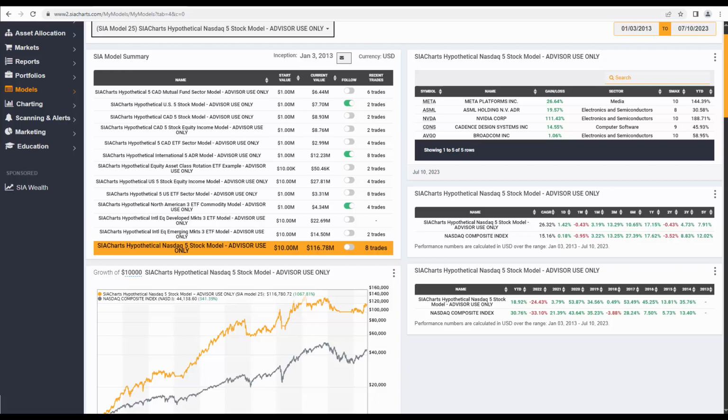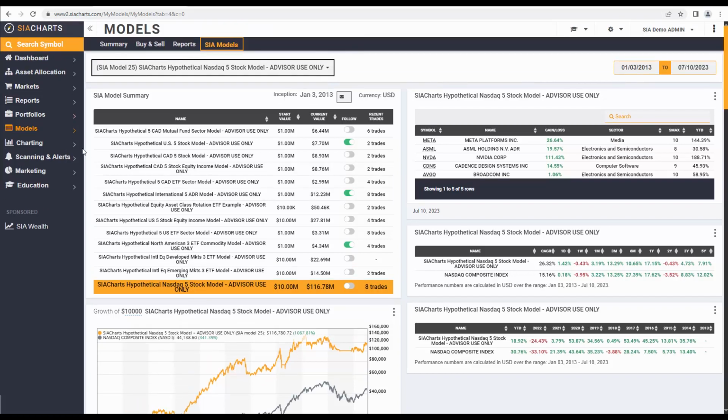Today we are going to look at our new Nasdaq 5-stock model strategy. It is available on the SIA Research and Professional tier. The model can be viewed here in the Models tab, and from the Models tab, the SIA Models subtab.